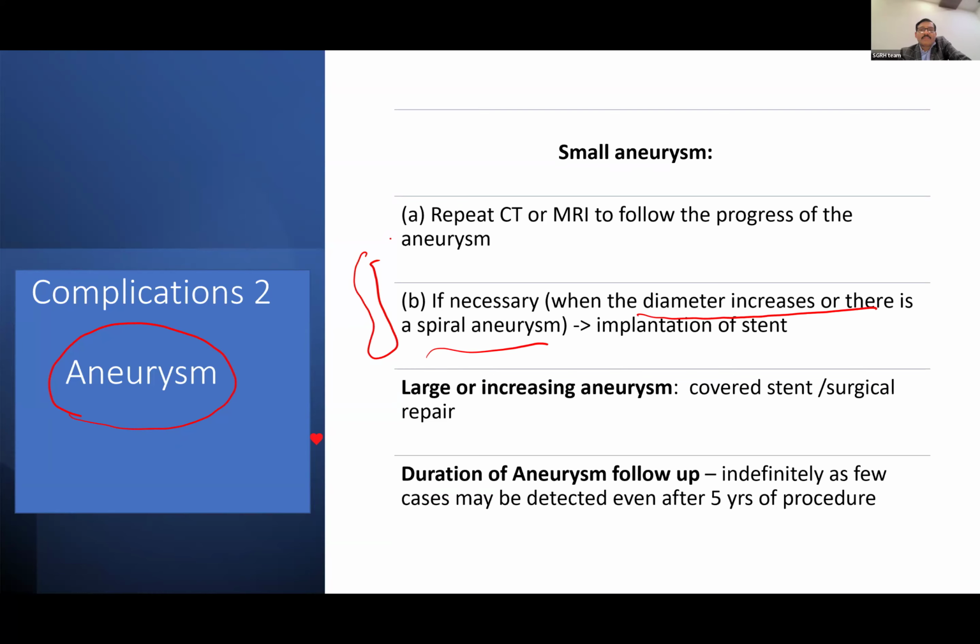Now, once a small aneurysm has happened, you have to follow it indefinitely, because even after 5 years you can have a size rise. So you have to keep following the aneurysms for a long time, maybe lifelong. For large aneurysms, use a covered stent, or if a covered stent is not available, you can use a bare stent also to buy time. Small aneurysms, follow.